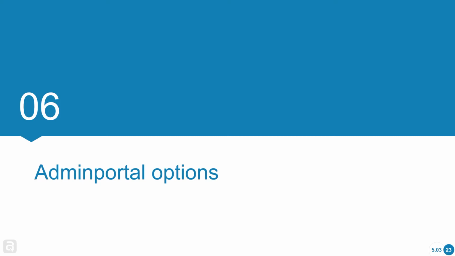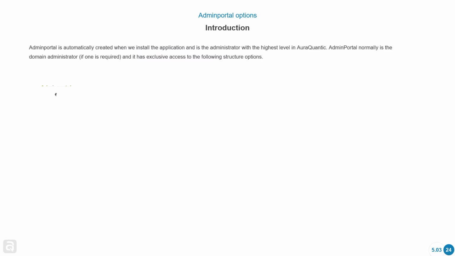In this part, we are going to learn about some of the most important Adminportal options. Adminportal is automatically created when we install the application, and is the administrator with the highest level in our Quantic. Adminportal normally is the domain administrator, if one is required, and it has exclusive access to the following structure options.